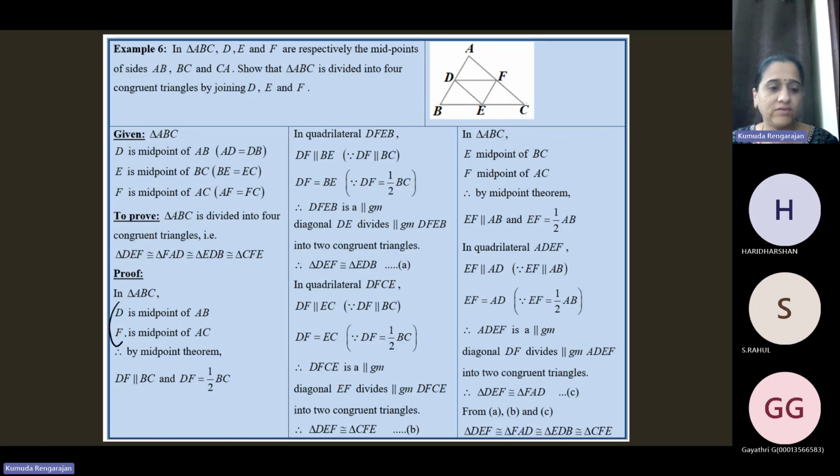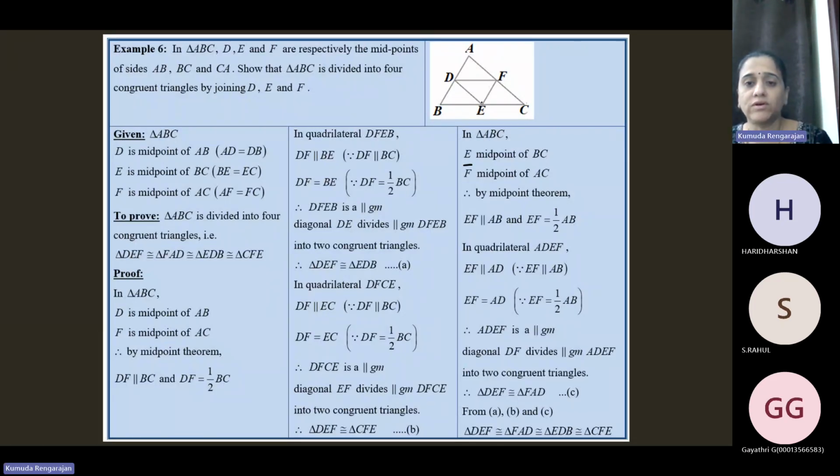Here we have taken D and F as the midpoints. What remains after D and F? You can take D and E as the midpoints, or E and F as the midpoints. So take any one of the other two remaining and use the midpoint theorem. So what have I done here? I've taken E and F. I told you it's not that you should do it only with E and F. You can also do it with D and E. Okay.